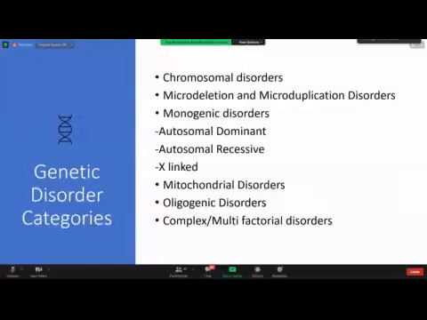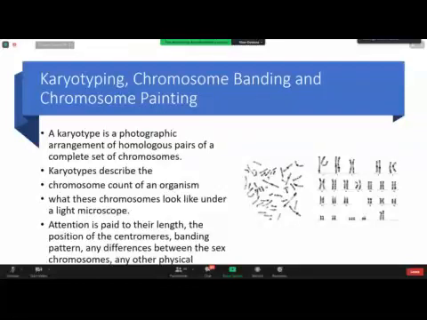So again, we have genetic disorders, a huge category: chromosomal, microdeletion, duplication, monogenic. To check all of these, how can we do it? So first is karyotyping, and I'm sure you are familiar with karyotyping, also called chromosomal painting. It's a photographic arrangement of homologous pairs of the complete set of chromosomes. Karyotyping is a conventional technique, but it's still very relevant and very useful in the clinical setting.